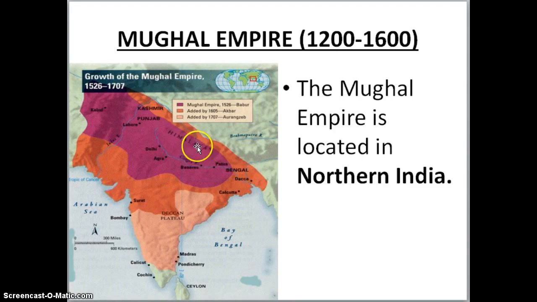Here are the Himalayan mountains. Then we have the Ganges River, the Indus River, and down here is the Bay of Bengal and the Arabian Sea. And this juts down into the Indian Ocean.